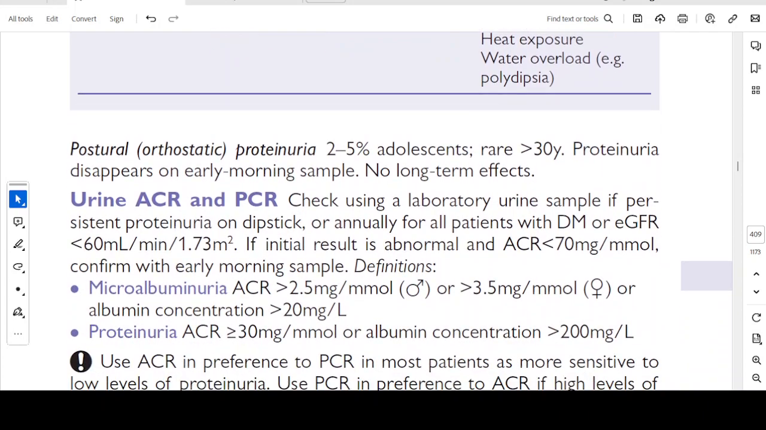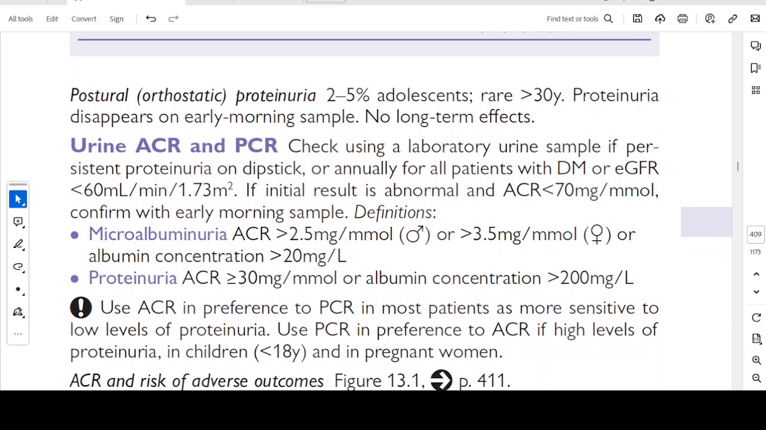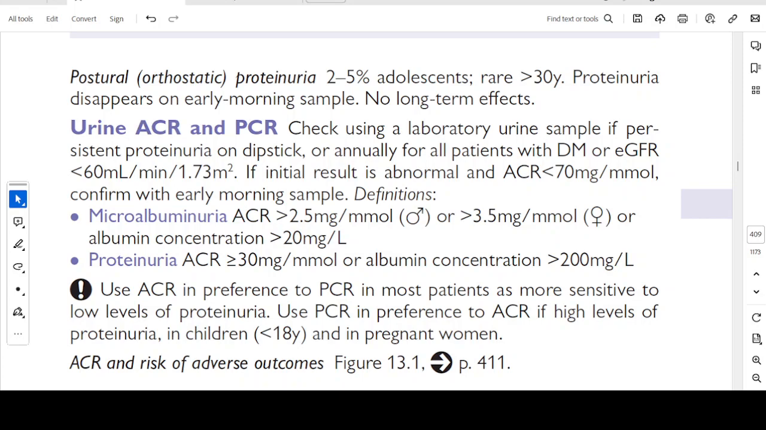Postural orthostatic proteinuria: 2 to 5% of adolescents have postural or orthostatic proteinuria. Rare in those more than 30 years of age. The proteinuria disappears on the early morning sample. No long-term effects are present.